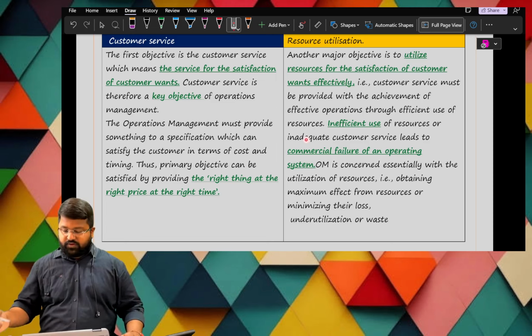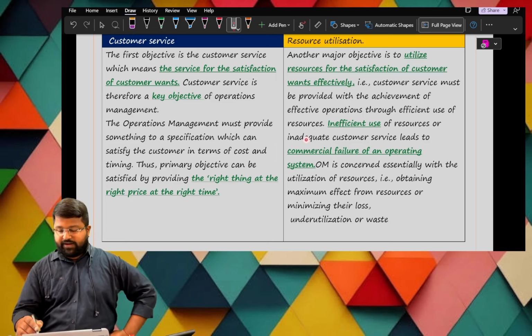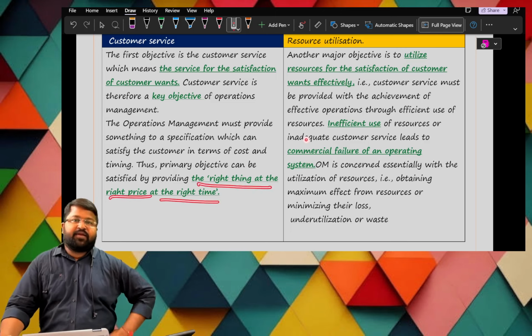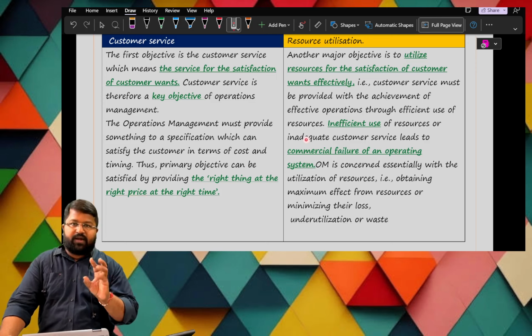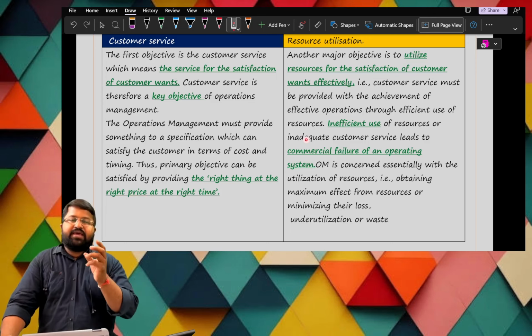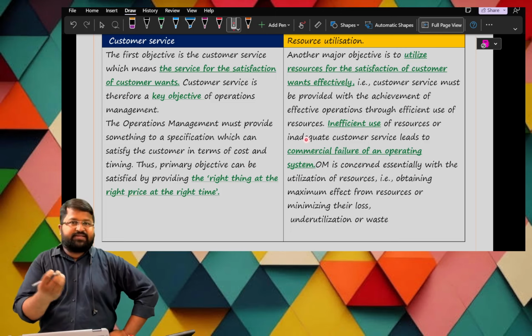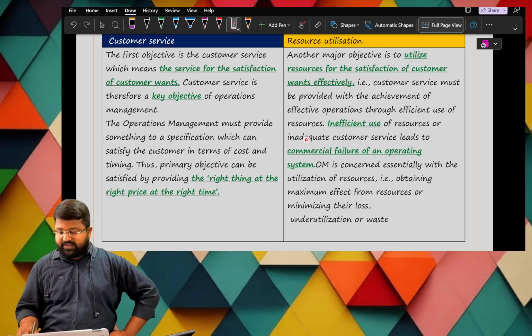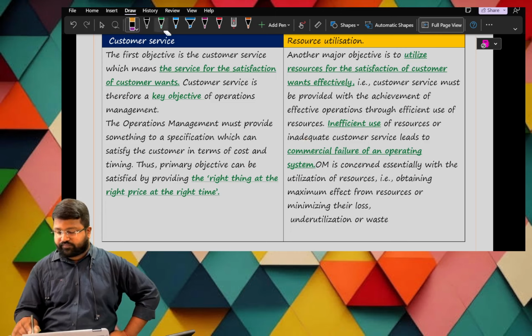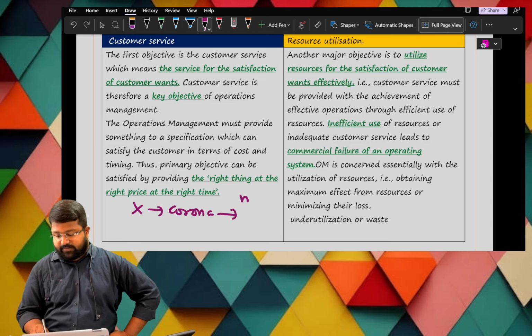Okay. So the primary objective can be satisfied by providing the right thing at the right price and the right time. What is your requirement? I am giving that product on time. For example, in the Corona wave time, we are in need of a vaccine, some medicine and all. Some person X has suffered with Corona, and he wants medicine.